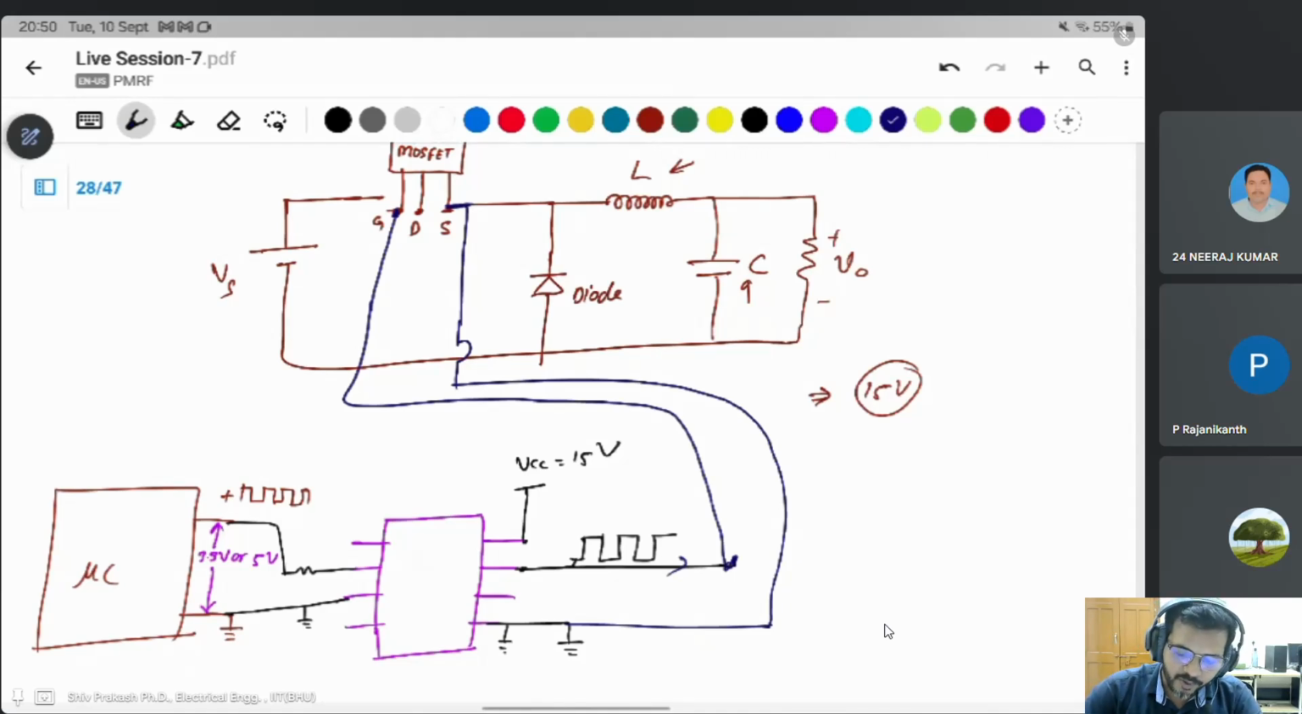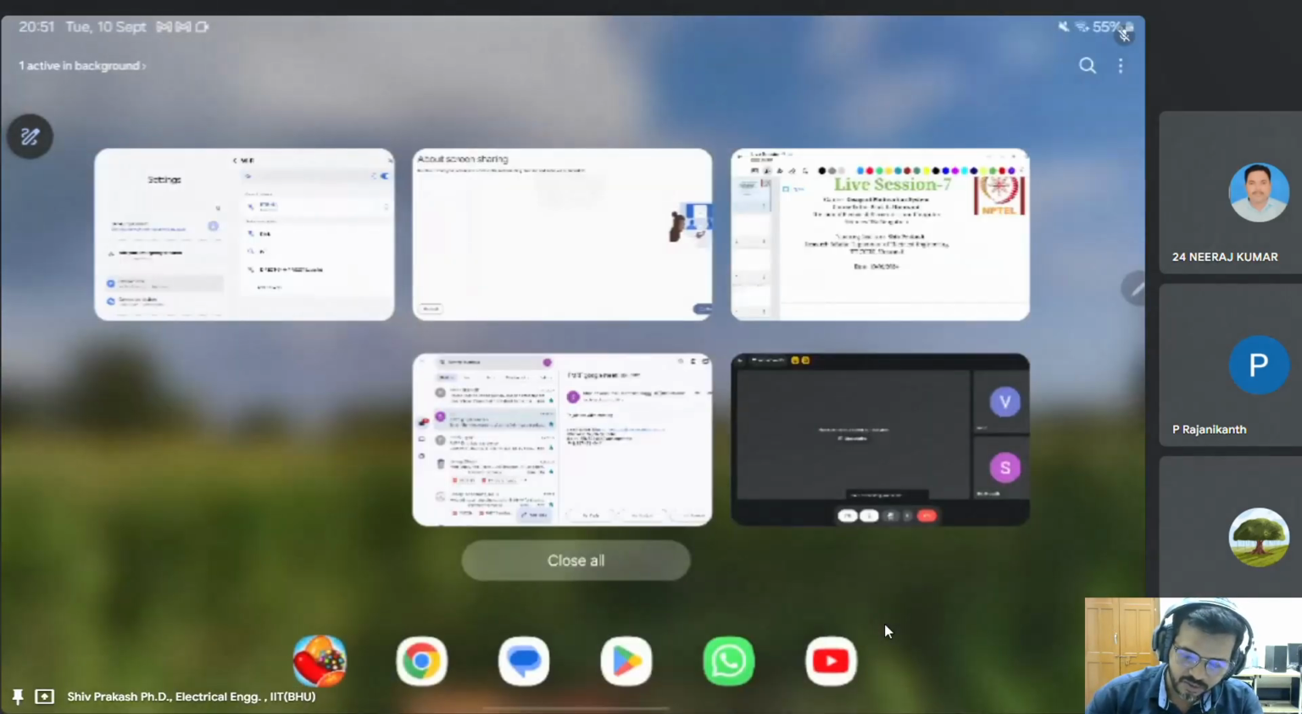Then there is the problem of isolation. Suppose you want to give the same supply and the same ground here. Sometimes it will be the same because both are power supplies. Then you can give this power supply to this one. This is the positive terminal, this is the ground terminal, and this ground. Then what happened here? You can say the same supply is given to this one. Oh, sorry.